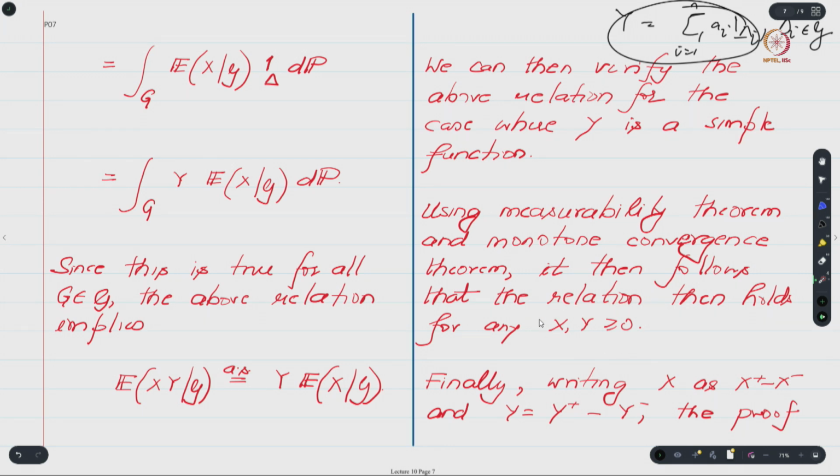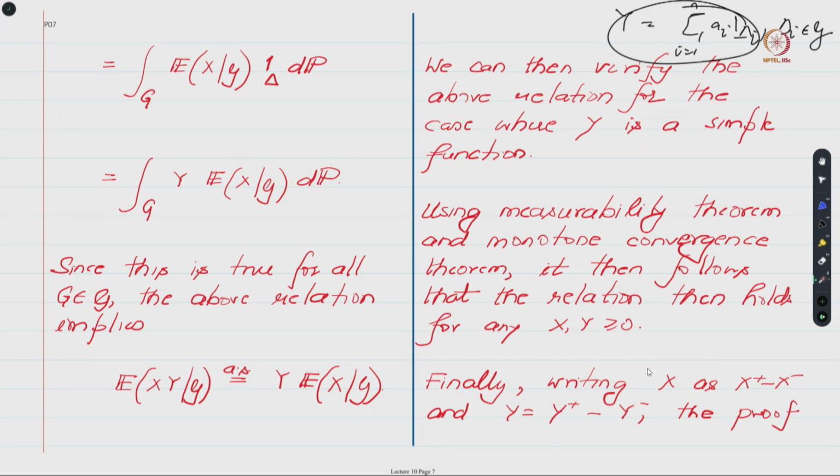And then we can invoke the measurability theorem and monotone convergence theorem to show that if x and y now are more general, that is x and y no longer have any special form, but rather they are some general random variables which are non-negative, right. So then by measurability theorem, one can show that there is a sequence of simple functions that converges to y, and from the monotone convergence theorem for conditional expectations, one can then conclude that this also holds, right. And finally we can extend whatever proof that we have discussed here to a more general scenario where both x and y need not be non-negative.